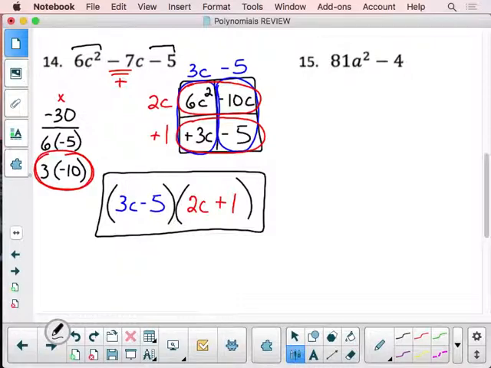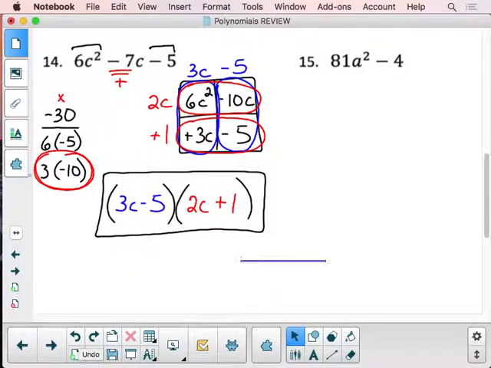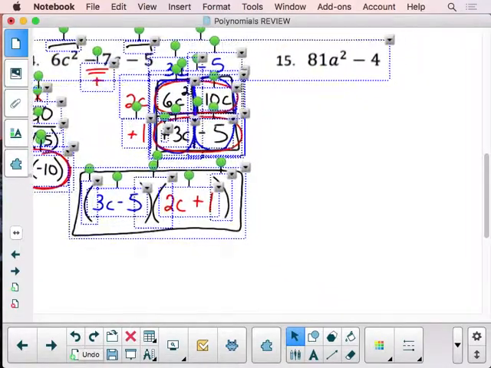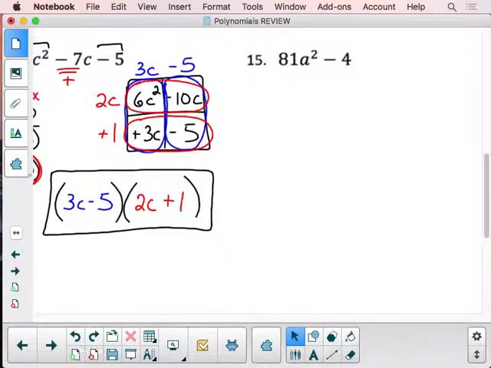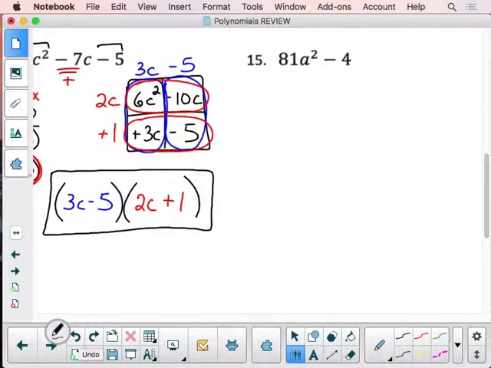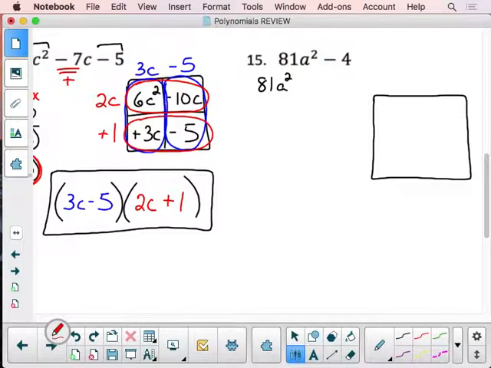All right, then we move on to number 15. I'm not going to lie, number 15 can be a little bit tricky. I'm going to move this other work a little bit to the side. We move on to number 15 here. We're going to go ahead and draw our box. Now, number 15 is an interesting problem because technically it's 81a squared, and here's what I'm going to write in red, plus 0a minus 4. That middle term is a 0, and that's important for us to keep in mind as we do this problem.